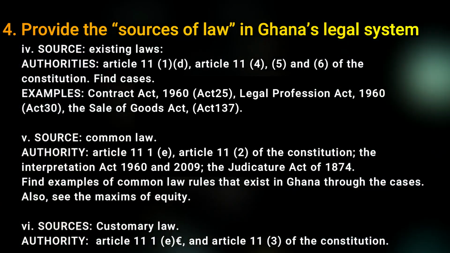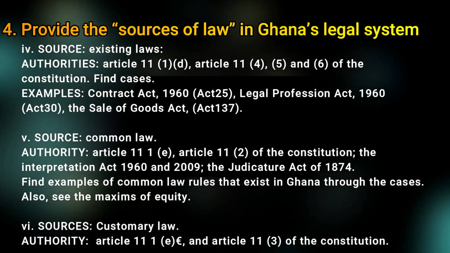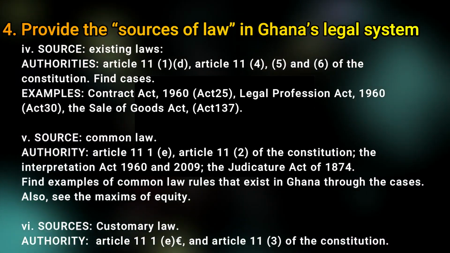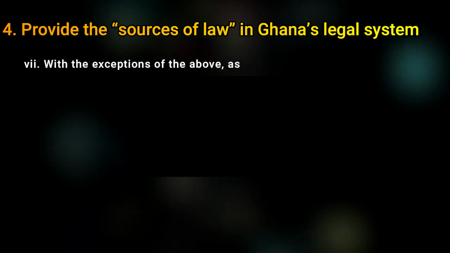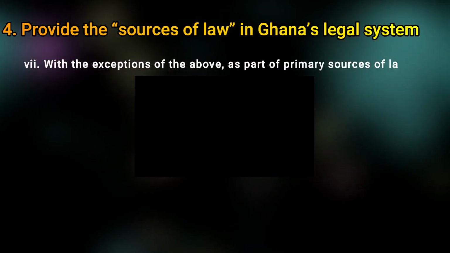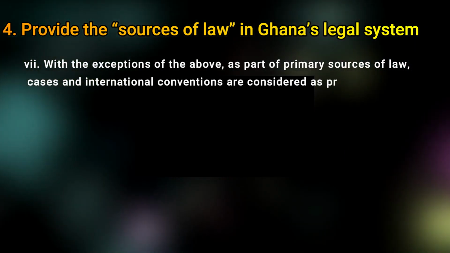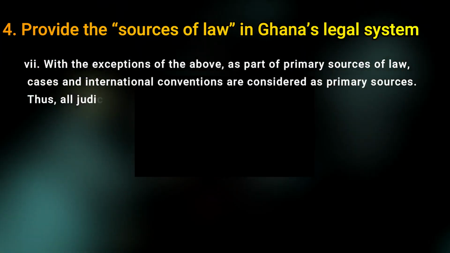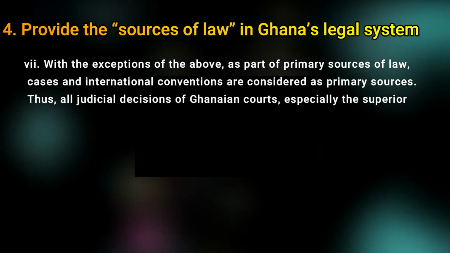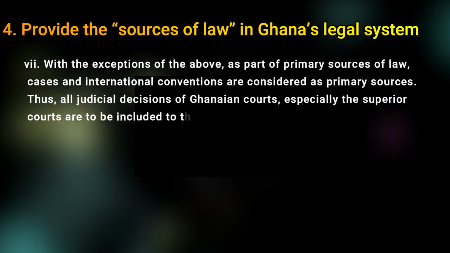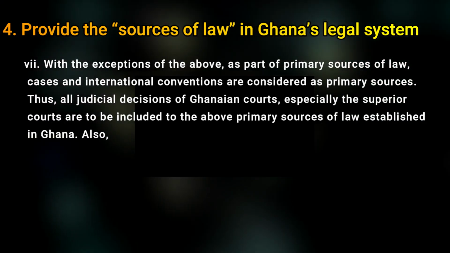And this is stated under Article 11(1)(e) and Article 11(3) of the 1992 Constitution of Ghana. However, by way of exception, cases and international conventions are considered as primary sources. Thus, all judicial decisions of Ghanaian courts, especially the superior courts, which are known as the courts of record, are to be included to the above primary sources of law established in Ghana.